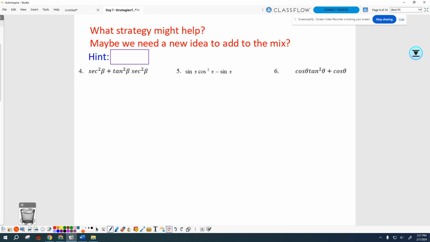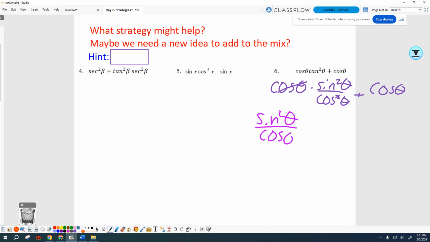Third period did this too. Tangent is sine over cosine, so tangent squared is sine squared over cosine squared. All right, I'm going to reduce one of these, and I get sine squared over cosine plus cosine. If I want to add fractions, can I add 1/2 plus 1/3? Not right away. What do I have to do to get a common denominator? All right, so I'm going to common denominator this.